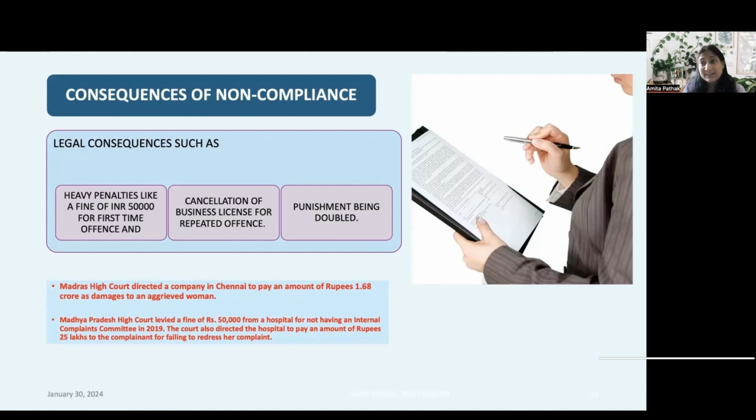So it's mandatory, just like filing a GST return or an income tax return. It's mandatory that every organization having 10 or more employees must follow and implement the POSH Act, provide adequate training in the organization, file an annual return, and become a POSH compliant organization. So the task is that every organization should be POSH compliant.